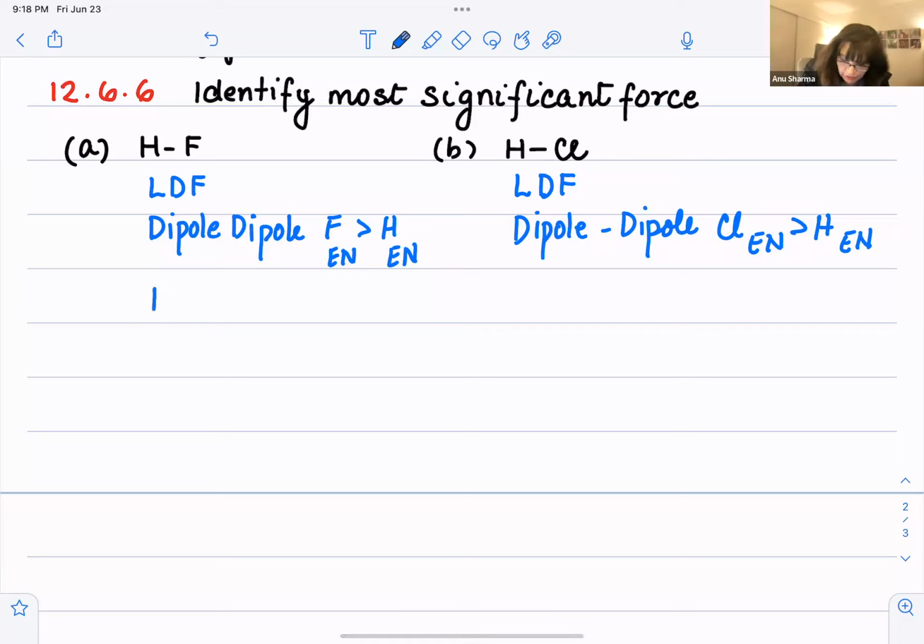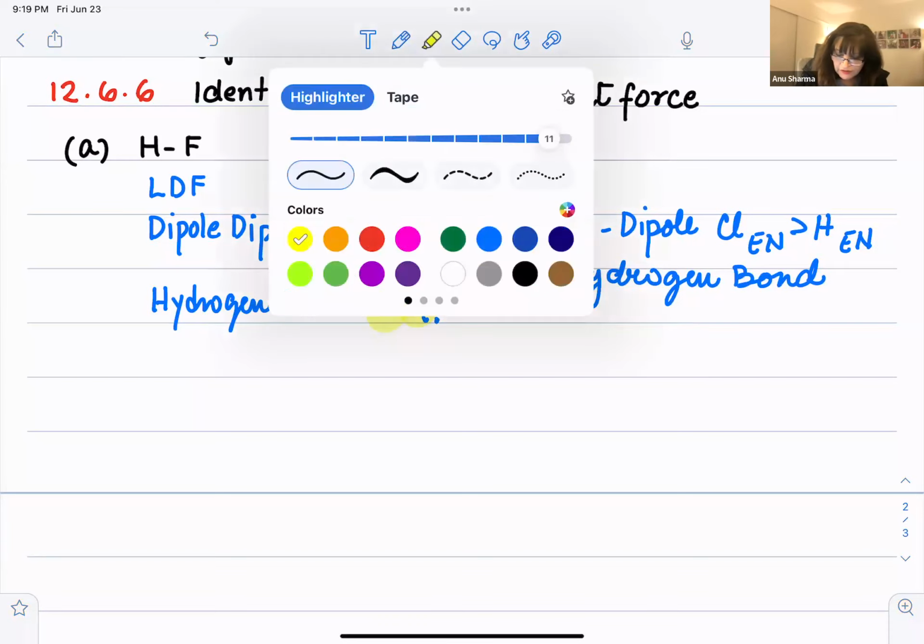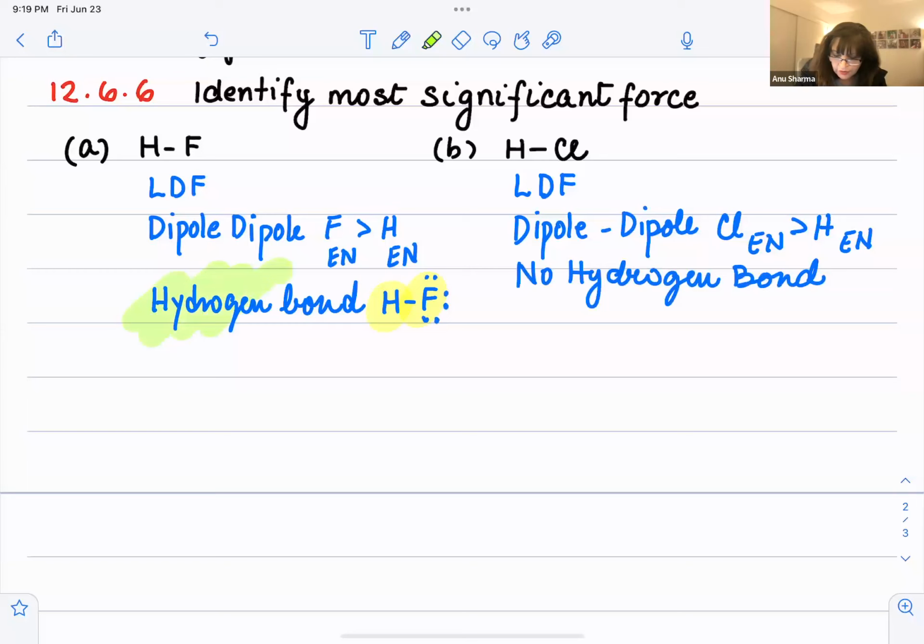The hydrogen bonding. So this has the hydrogen bonding, because HF, fluorine. Remember, hydrogen bonding, it's always the hydrogen that is attached to fluorine. But in the next case, it doesn't apply to chlorine. So no hydrogen bonding. Okay, so the most significant one, the one that distinguishes the two, is the hydrogen bond.